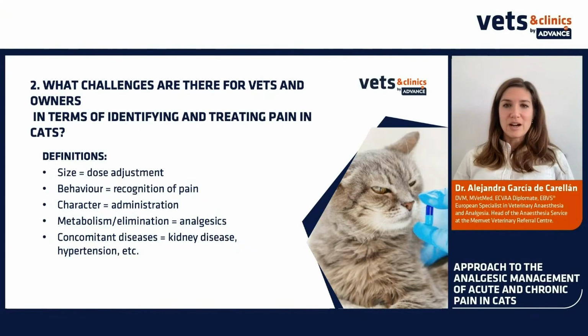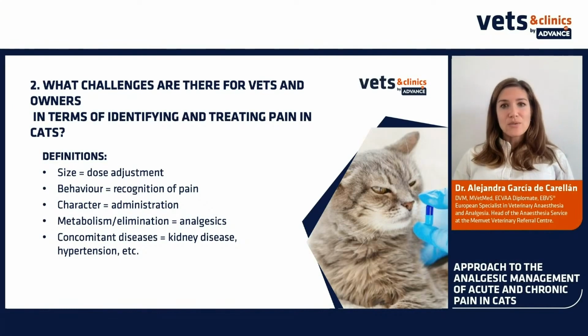Character. Some cats have a stronger character than others, and sometimes the owners or pet parents struggle with the administration, especially of capsules and pills. So pharmaceuticals try to help vets by modifying this and maybe giving you the chance to use, instead of a pill, a liquid form and things like that. Because the character could sometimes be difficult to manage with pill administration in cats.